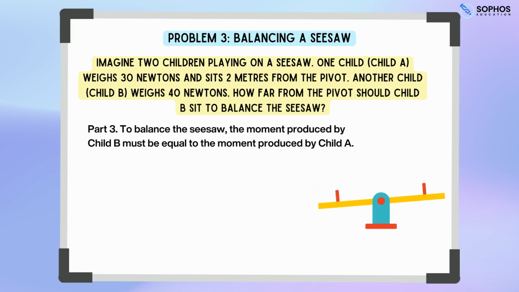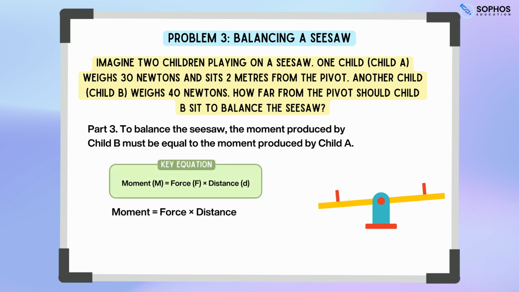To balance the seesaw, the moment produced by child B must be equal to the moment produced by child A. To calculate this, let the distance child B needs to sit from the pivot be D. Using the formula, we can input the known values. So we have 60 newton meters equals 40 newtons times D. We now need to solve for D. Rearranging the equation gives us D equals 60 divided by 40. Therefore, D equals 1.5 meters. So, child B should sit 1.5 meters from the pivot to balance the seesaw, creating an opposing moment.